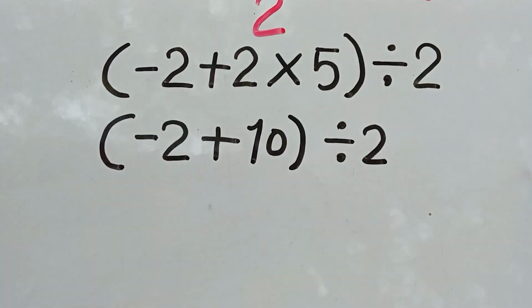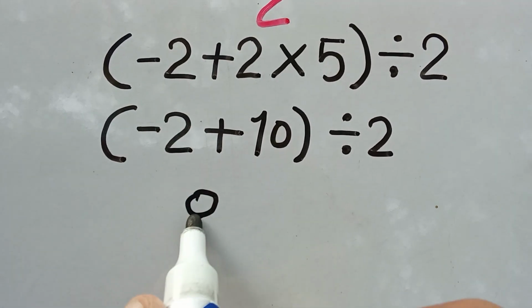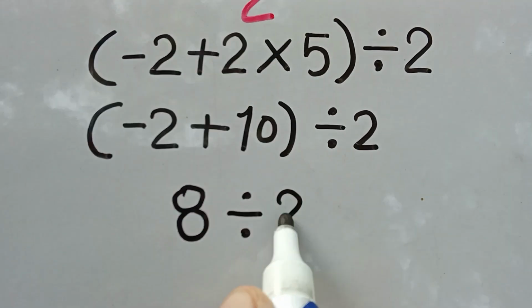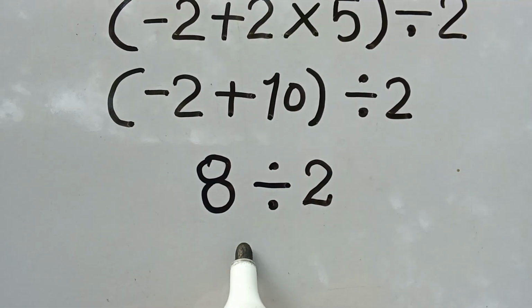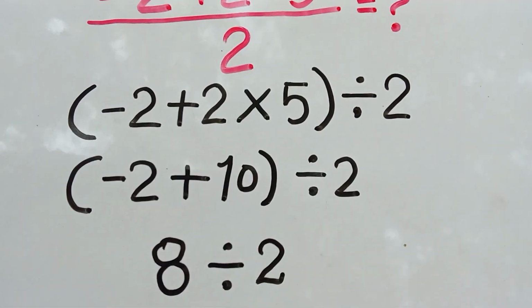Now in the next step, minus 2 plus 10 equals 8, divided by 2. 8 divided by 2 equals 4. Guys, this is the final answer of this expression.